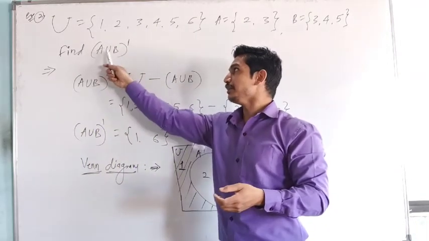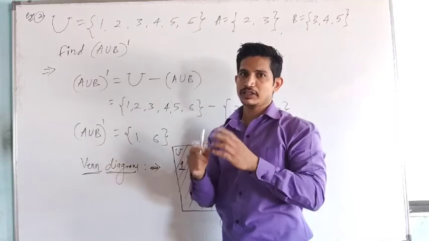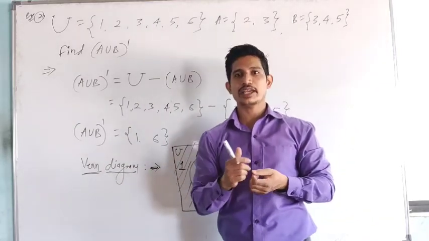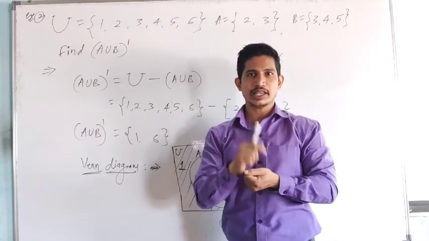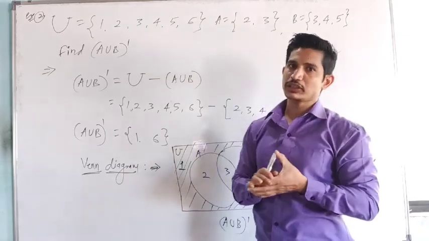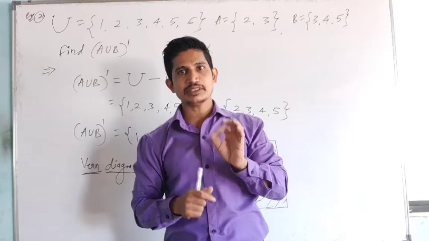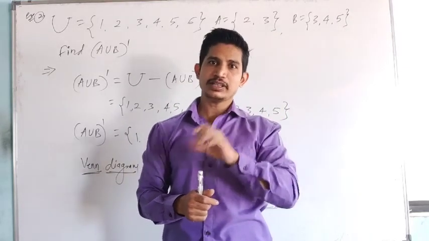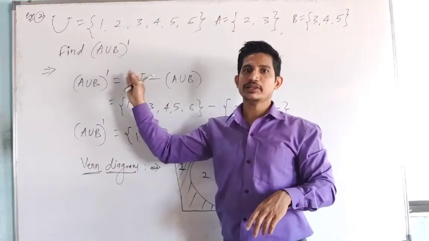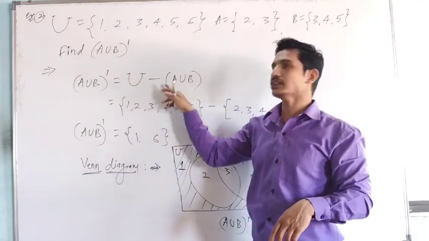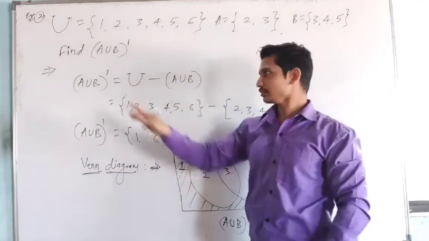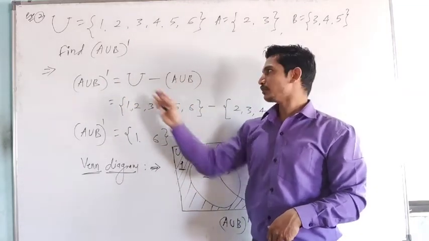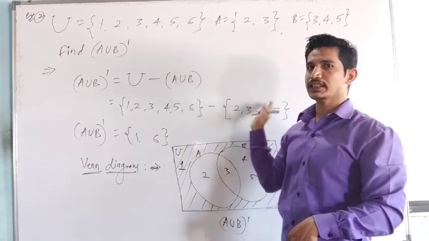Find (A union B) dash, meaning the complement of A union B. As I told you, A dash means U minus A. B dash means U minus B. In the same way, (A union B) dash is U minus (A union B). That means from the universal set, subtract these elements.